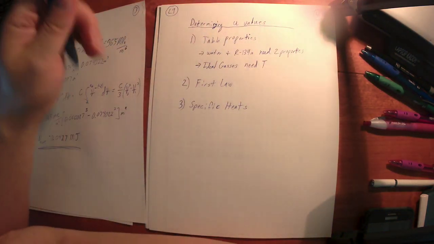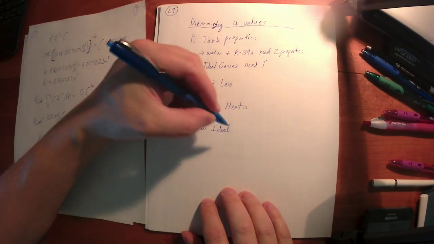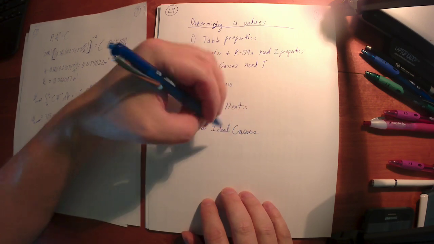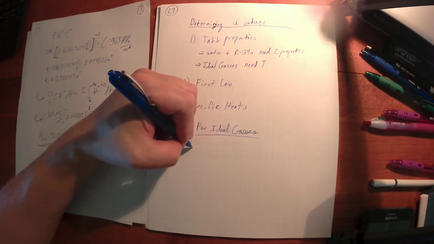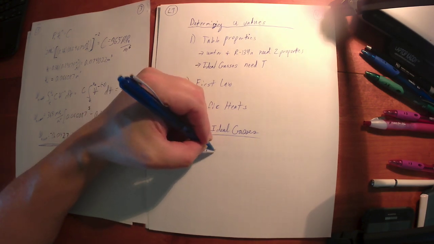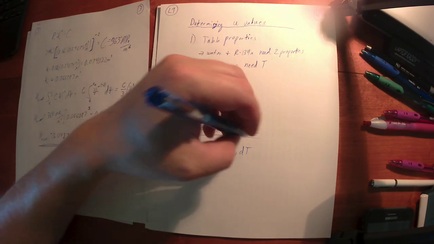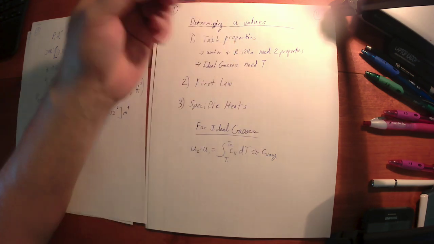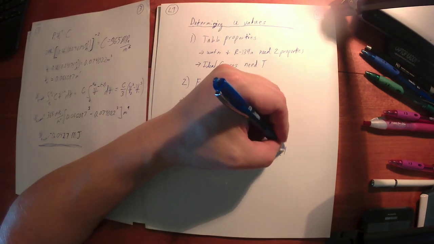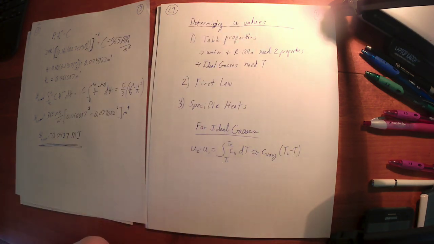So what we normally do, now this is for ideal gases. For ideal gases, we'll say that delta U is equal to the integral of C sub v dt from T1 to T2. And what we'll normally do is we'll say, well, let's approximate this as C sub v at the average temperature multiplied by the change in temperature. And that'll give us a really good approximation for delta U.